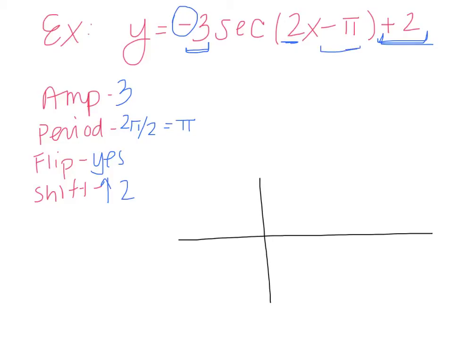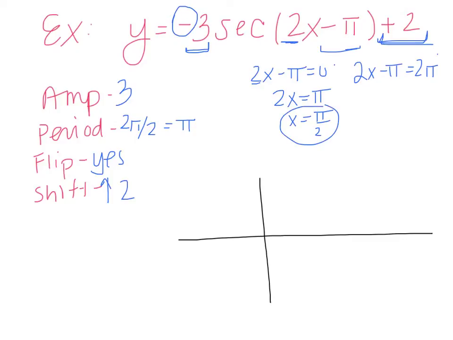This minus pi here indicates a phase shift, so we are going to say 2x minus pi equals 0 and 2x minus pi equals 2 pi. This is our original starting point, our original ending point, and now we're going to find our new start and our new end. Solving this algebraically, we get 2x equals pi, x equals pi halves. This is positive, so this means we are shifting to the right pi halves. When we look at this one, we get 2x equals 3 pi, divide by 2, x equals 3 pi halves. This is our new end.